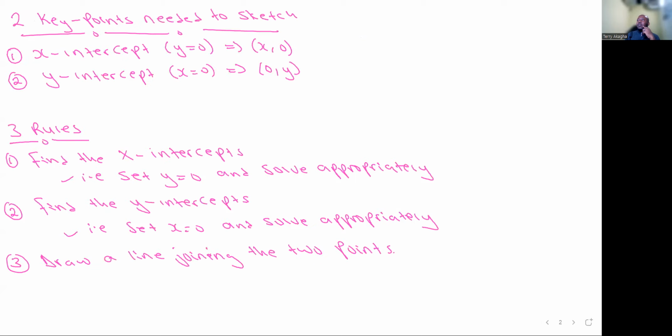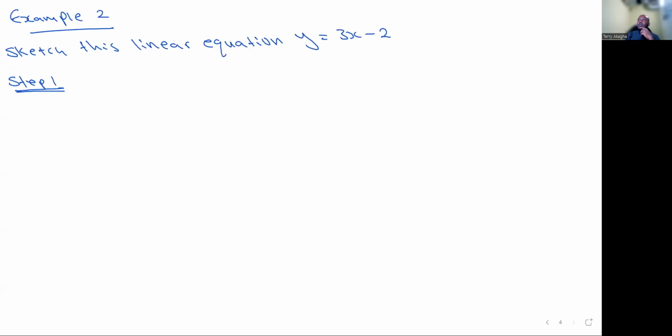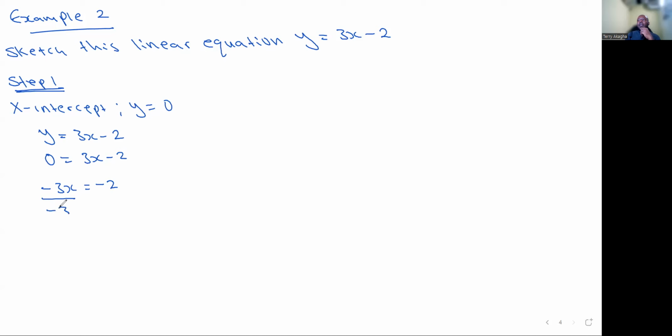what did step one say? We have to find the x-intercept. So remember, for x-intercept, y is equal to what? 0. So we're going to have y is equal to 3x minus 2. So anywhere you see y, you put 0. So 0 will be equal to 3x minus 2. You take 3x to the other side. You're going to give us minus 3x is equal to minus 2. Are you seeing it? Then divide both sides by minus 3. So x is going to be equal to 2 over 3.